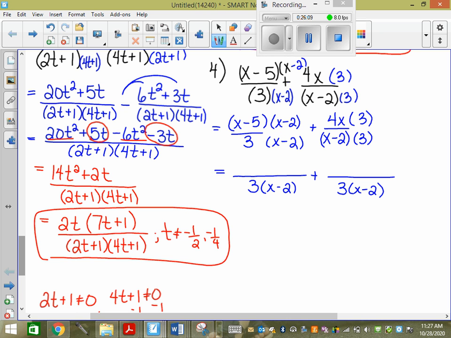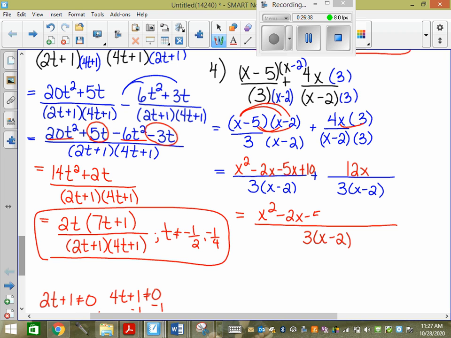And in the top, I'm going to have to FOIL. I'm going to get x times x, which is x squared. x times negative 2, negative 2x. Negative 5 times x, negative 5x. Negative 5 times negative 2, positive 10. 12x. So, first step, get common denominator. Second step, write over one denominator. So I get x squared minus 2x minus 5x plus 10 plus 12x.